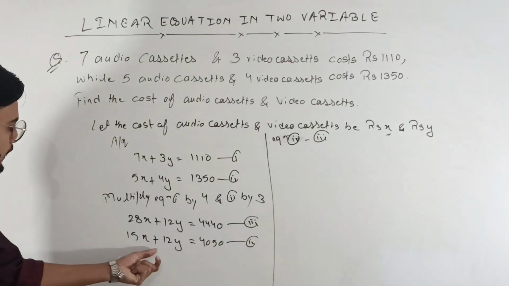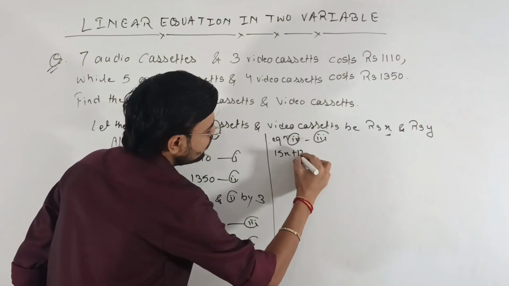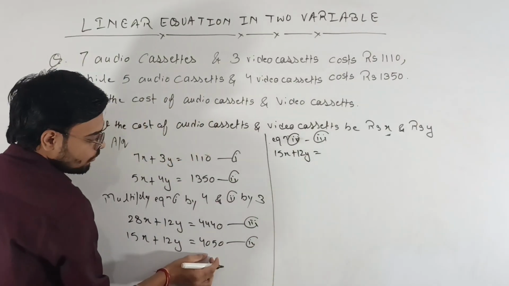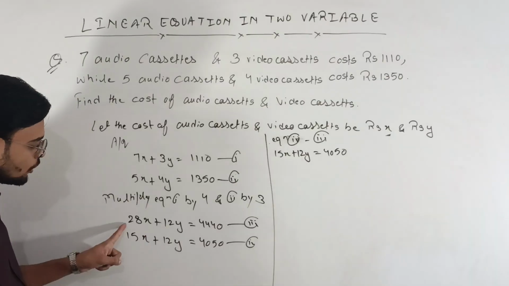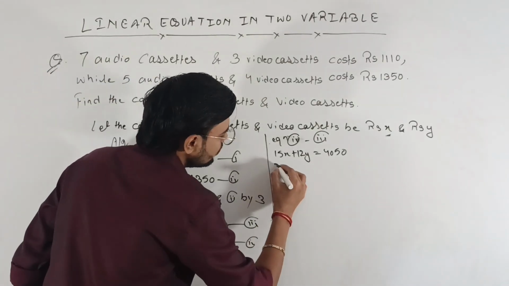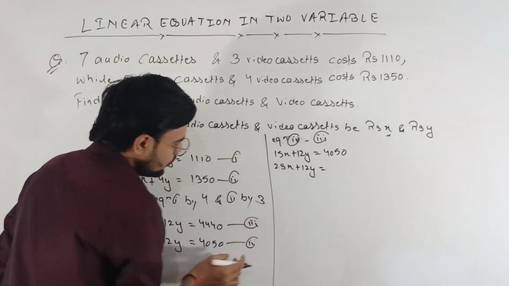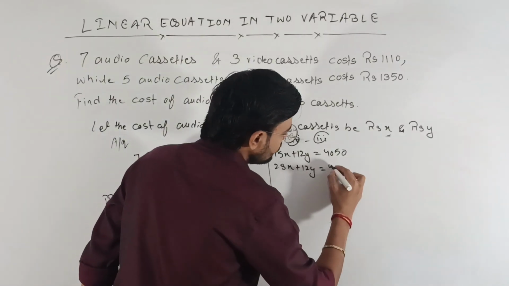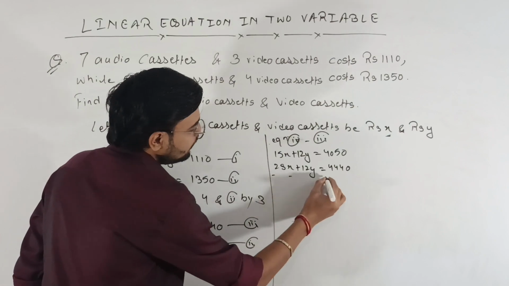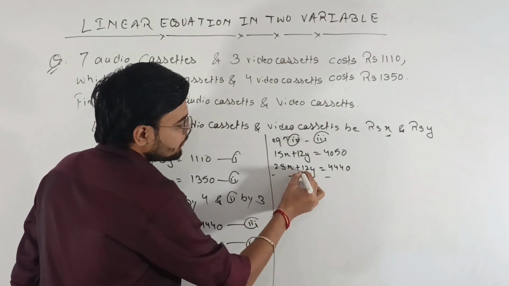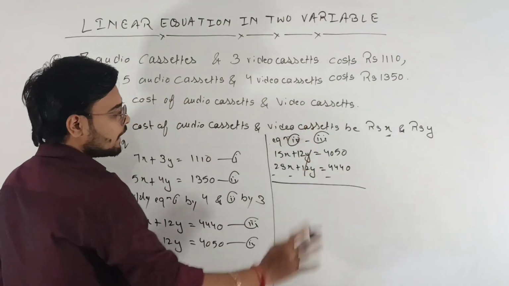Equation 4 is 15x plus 12y equals to 4050. Okay. Now equation third is 28x plus 12y equals to 4440. Now we have to subtract this. Then for subtracting, we change the sign. This plus becomes minus, this plus again becomes minus, and this plus again becomes minus. Now 12y cancels out.